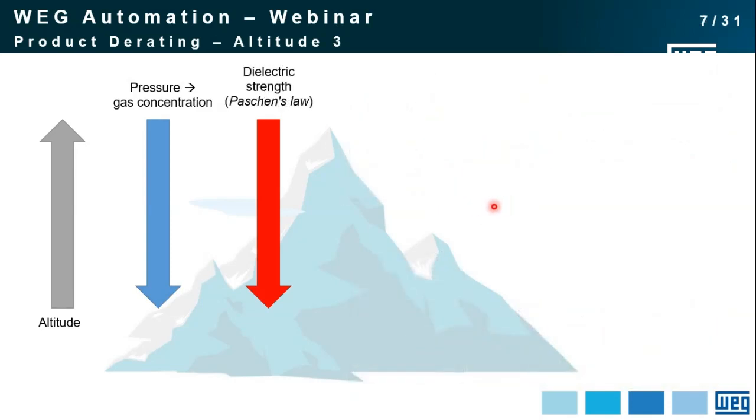Here we have another effect of the altitude that can affect your device, your equipment. As we go up in altitude, we know that pressure goes down, gas concentration goes down, but also the dielectric strength goes down according to Paschen's law. So how does it happen?